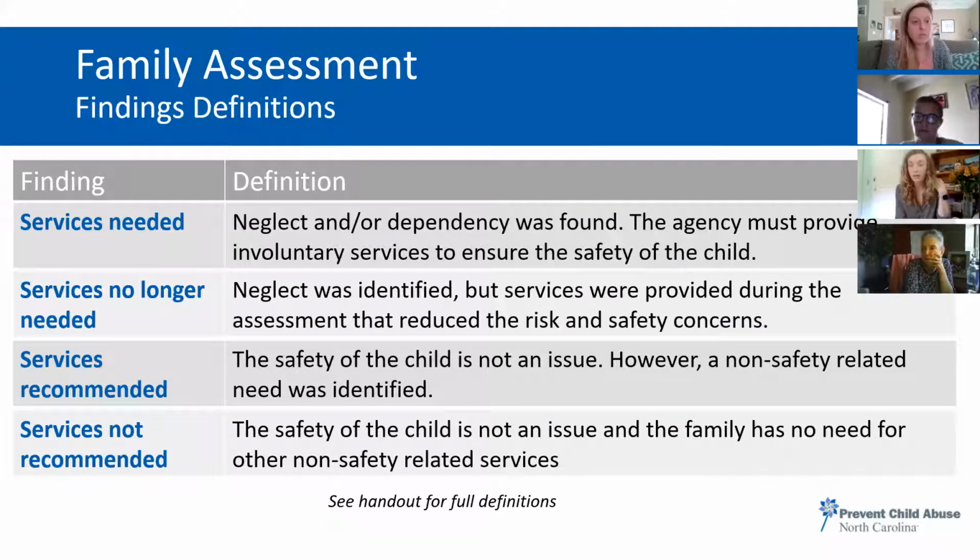So really briefly, I know this is information that I didn't know before, so I figured it would be helpful to share. Again, these are really nuanced definitions, and I've abbreviated them for the purpose of this training, but the document that I'm sharing has the full definitions. So if you're curious about a more detailed definition, I would refer to the document. The services needed finding basically means that either neglect or dependency was found as part of that family assessment track, and that the agency must provide services to the family. So they're required to participate in services.